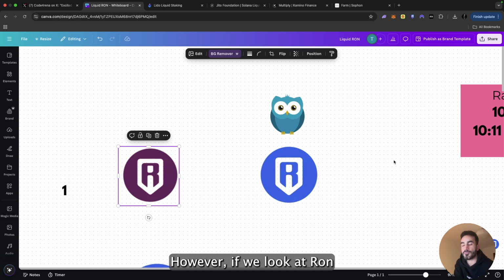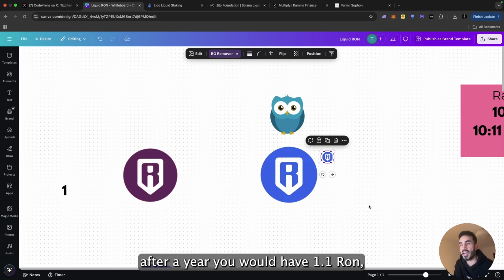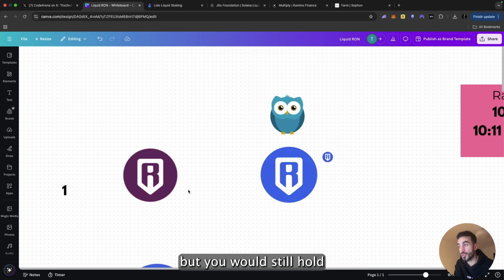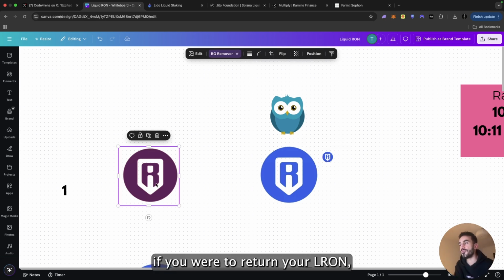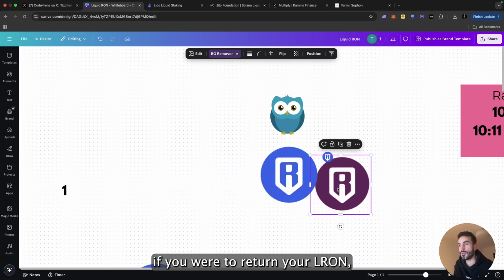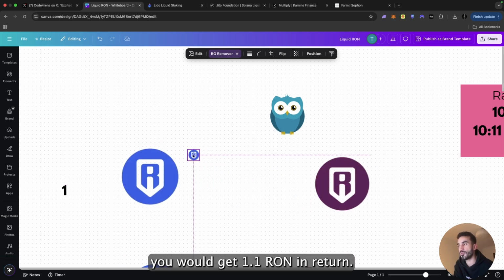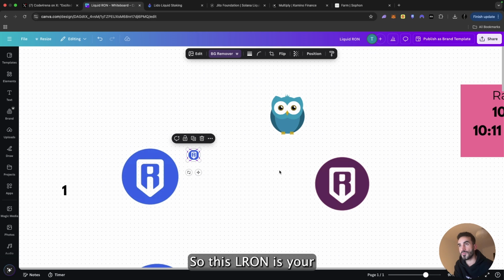However, if we look at RON staking at around 10% APR, after a year, you would have 1.1 RON, but you would still hold the 1 LRON. So after a year, if you were to return your LRON, you would get 1.1 RON in return. So this LRON is your staked RON, just in a simpler form.